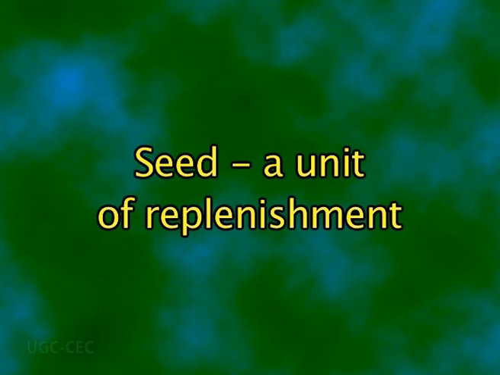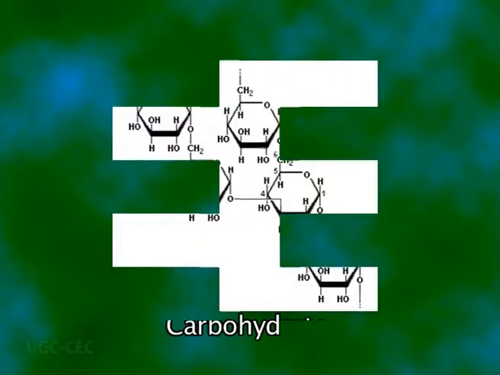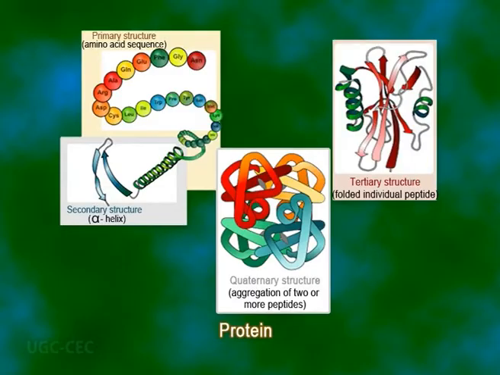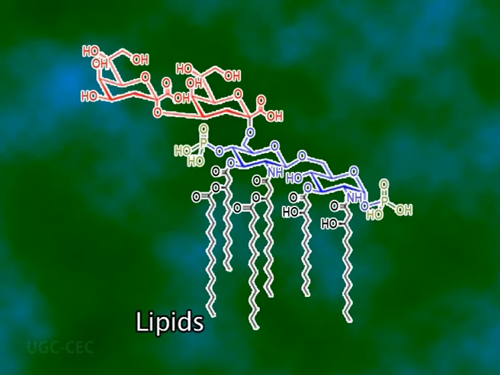Now, seed as a unit of replenishment. The seed is not only an organ of perpetuation and dispersal, but also the major plant tissue harvested by mankind. The main food materials present in seeds are carbohydrates, proteins and lipids. These compounds occur together, but their ratio is different in different types of seeds.